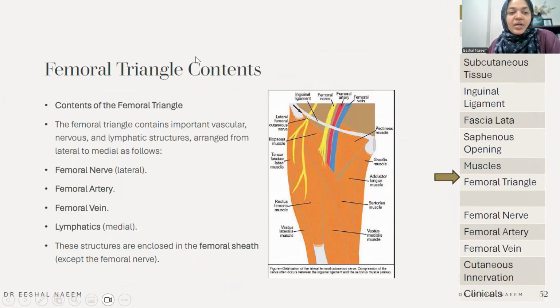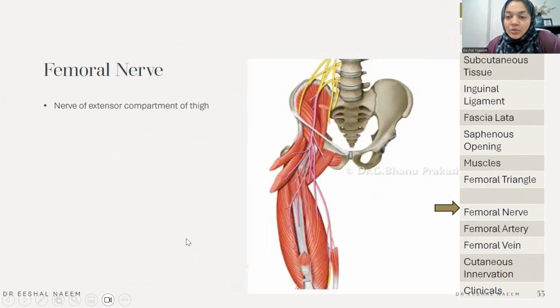Okay. Femoral triangle contents. The femoral triangle contains important vascular, nervous, and lymphatic structures arranged from lateral to medial. You have the nerve, artery, vein, and lymphatics. These structures are enclosed in the femoral sheath. Only the nerve is not enclosed in the femoral sheath. Now, the femoral nerve is the nerve of the extensor compartment of the thigh. All the muscles of the anterior compartment are the extensor compartment of the thigh.